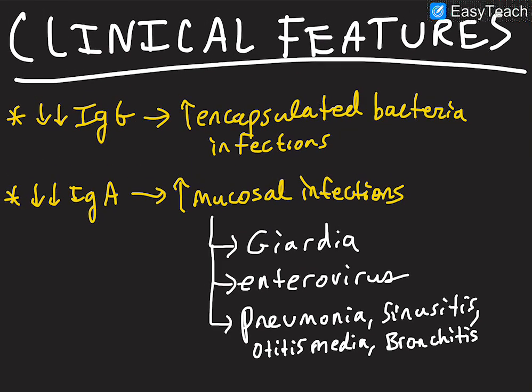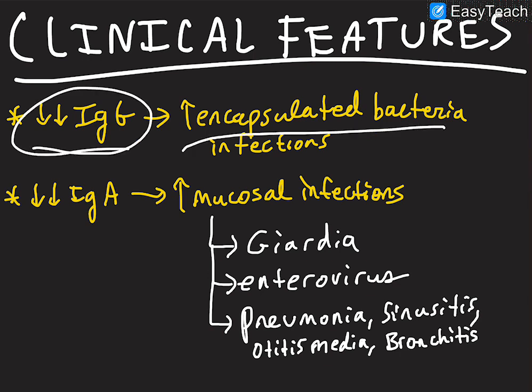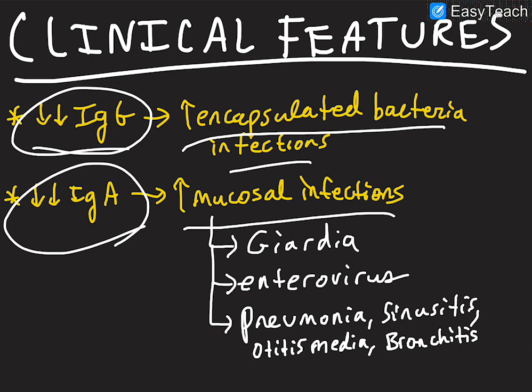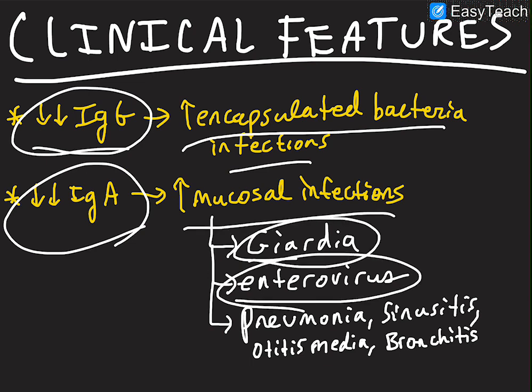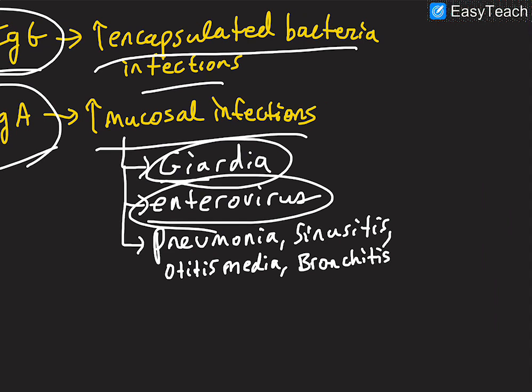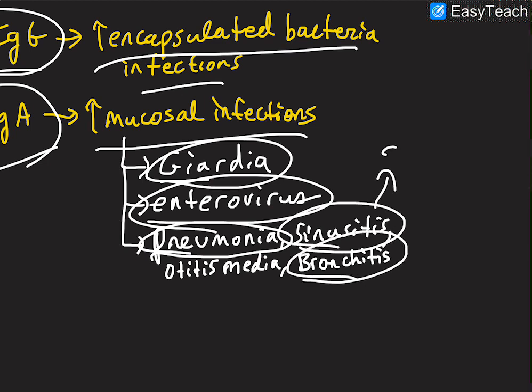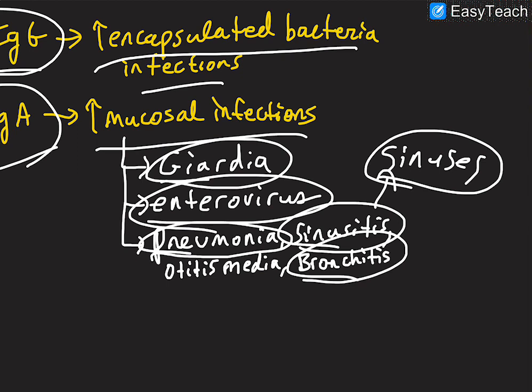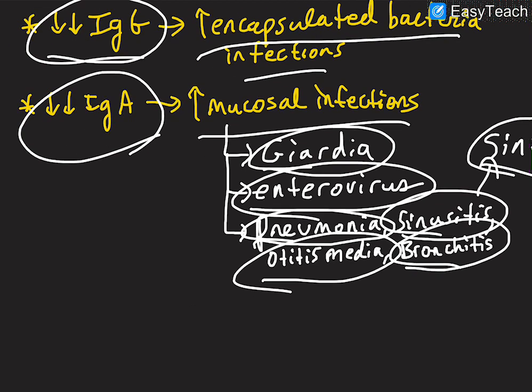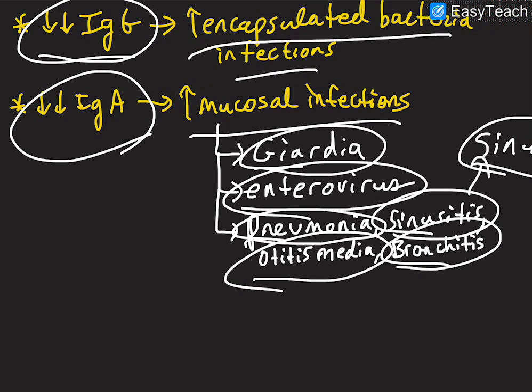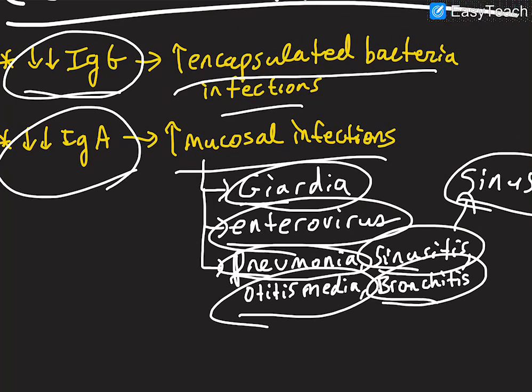We already talked about all this in the previous slide, but if you want a quick review, remember: low IgG, increased risk of encapsulated bacteria infections. Low IgA, increased risk of mucosal infections like Giardia, enteroviruses, and of course, you have mucosa in your lungs, so that can lead to pneumonia, sinusitis, and bronchitis. Because we know our sinuses are made up of mucosa too, if you don't have IgA there, you can get infections which can lead to sinusitis, even middle ear infections like otitis media, because your mucosa there can also be affected if you have low IgA.